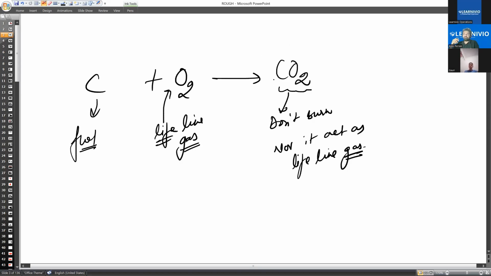But when you are inhaling carbon dioxide, will you be able to survive? No, you will not be able to survive, because although it still has two oxygen atoms, it is a different substance. It is not showing the property of its constituent. Are you getting my point?